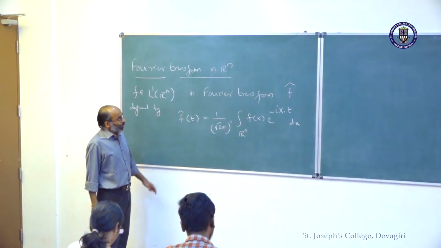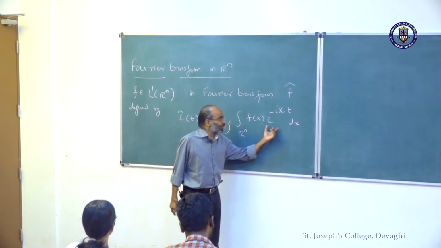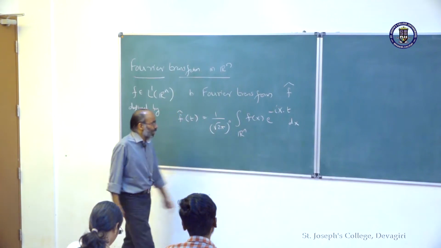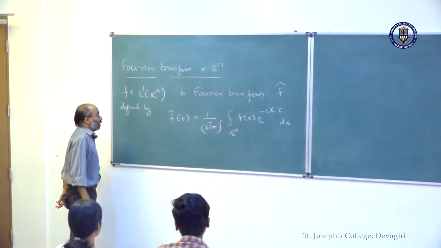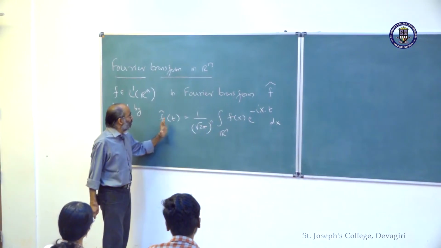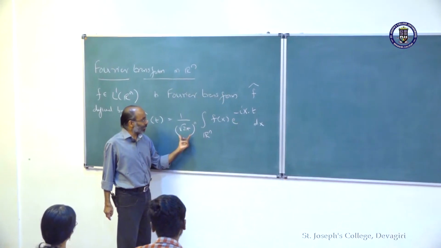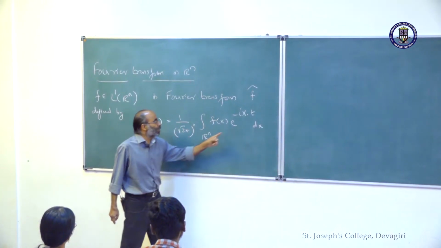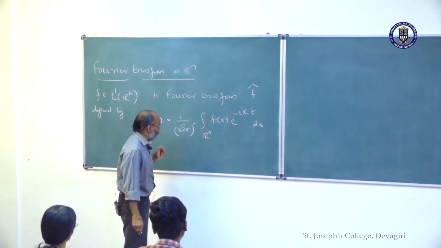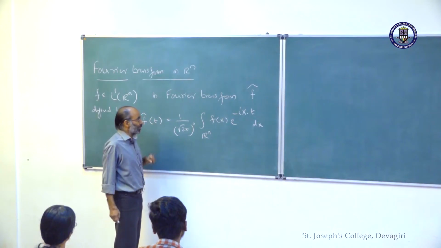I will not get into the history of this; there are several reasons why one uses the exponential. I will give an exercise which will give you one such reason. But let us look at the definition again. There is a factor of root 2 pi to the n here. Some people do not put it here, they put a 2 pi in the exponential. It does not really make any difference in the theory, but I will stick to this notation.